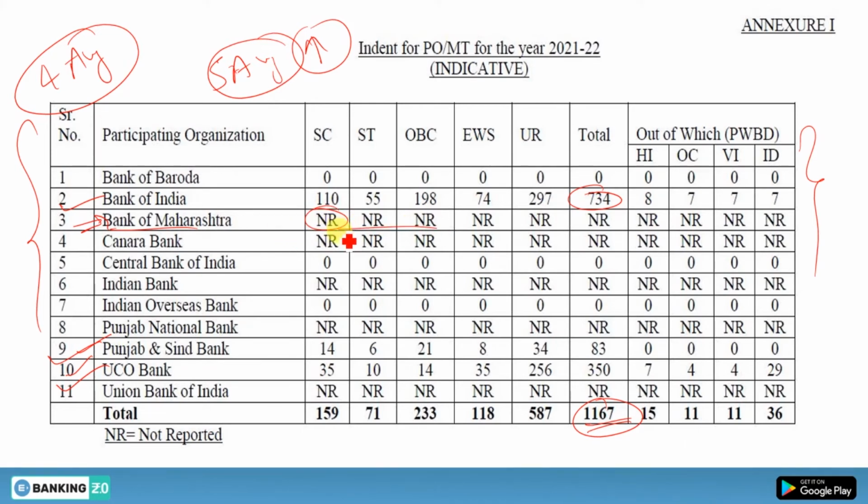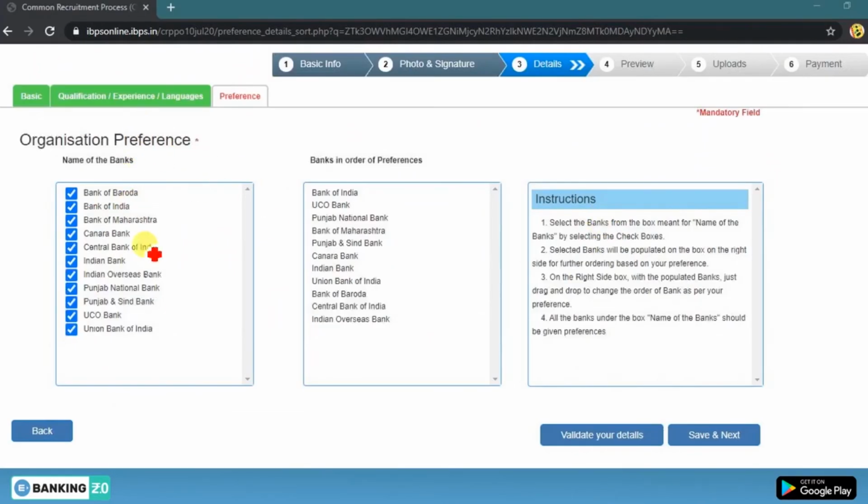Initially, Bank of Maharashtra was not reporting any vacancies, but on the 5th August I think they increased it to 30 vacancies. My suggestion to you guys: please wait for at least one week, because Canara Bank, Indian Bank, Punjab National Bank and Union Bank of India have not reported any vacancies, so there may be hope. Please wait for at least one week, and all these banks will clear their stand. After that, according to these vacancies, you can fill out your preferences.